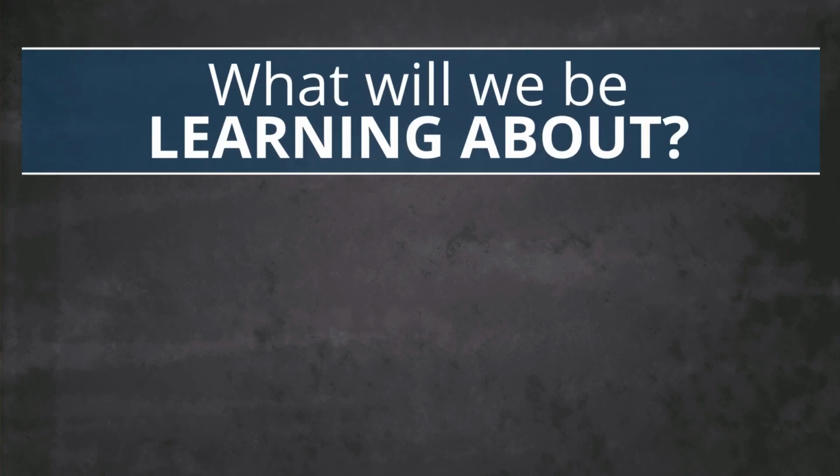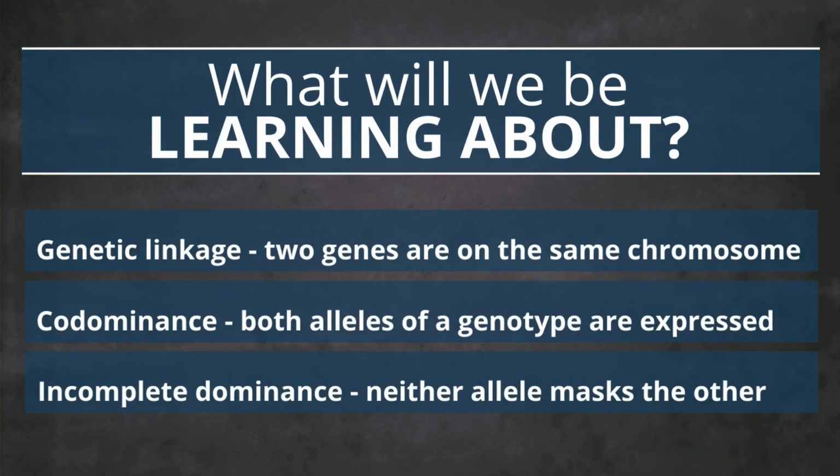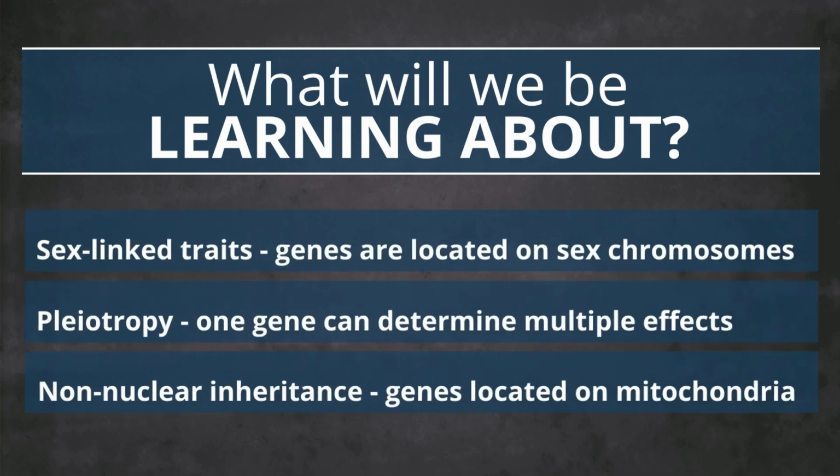Okay, so what is non-Mendelian inheritance? Here's a preview of what you're going to learn about in this video. Non-Mendelian inheritance includes genetic linkage. This is when two different genes are located on the same chromosome. Codominance, when both alleles of a genotype are expressed. Incomplete dominance, when neither allele of a genotype can mask the other. Sex-linked traits, when genes on the sex chromosomes determine genetic characteristics. Pleiotropy is when one gene can determine multiple traits or effects. And non-nuclear inheritance, which includes traits determined by genes located in the chromosomes of mitochondria and chloroplasts.